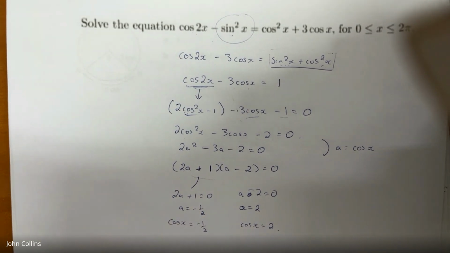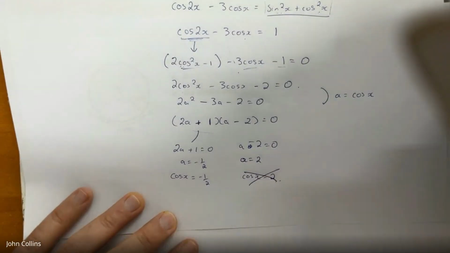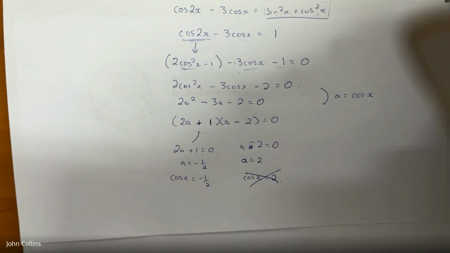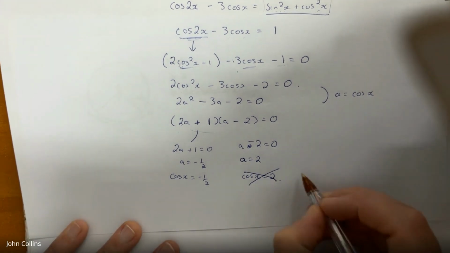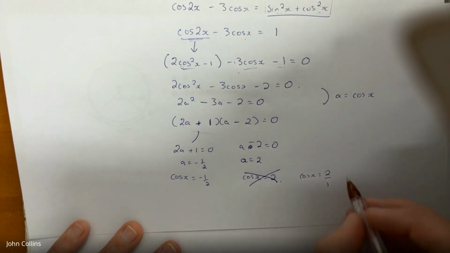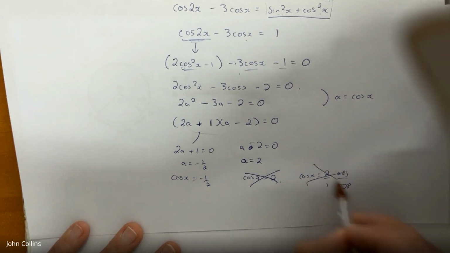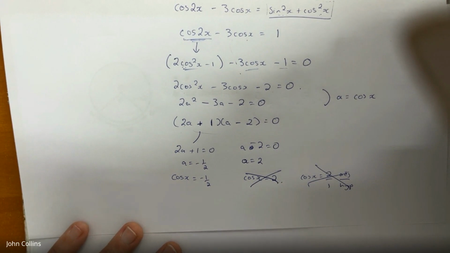Which one is illegal? This one doesn't make sense. Cosine can never have a ratio more than 1. Why not? Because it's a unit circle. If cosine x is 2, the ratio would be 2 over 1, so the adjacent would be twice as long as the hypotenuse, and that's not allowed. The hypotenuse has to be the longest side.